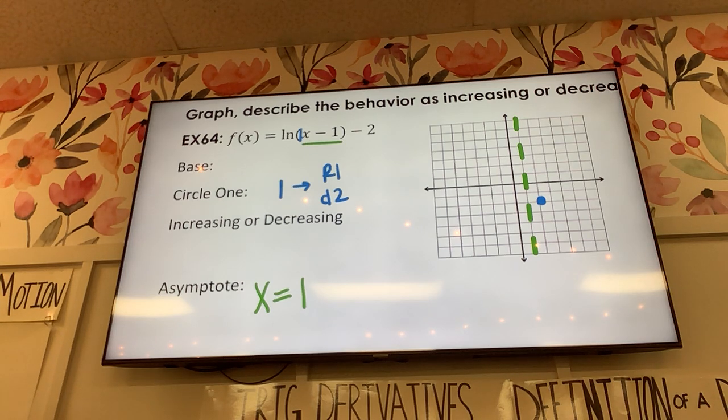And then the last thing is your base. This is a base e. So we are going to grow. So we're going to start low and grow high. So does it look like we are increasing or decreasing? Increasing.